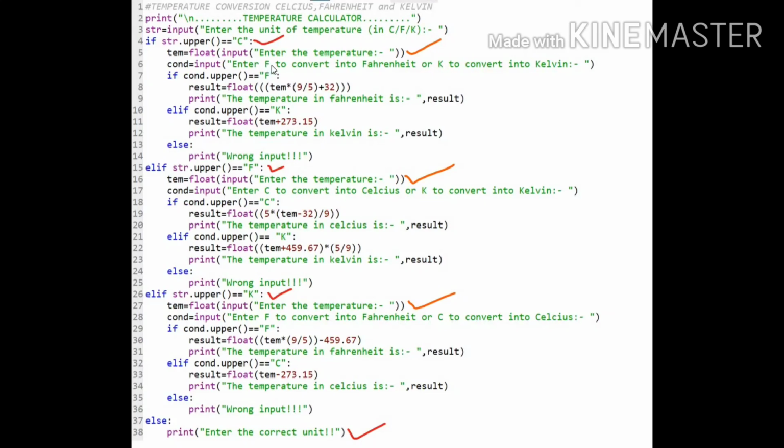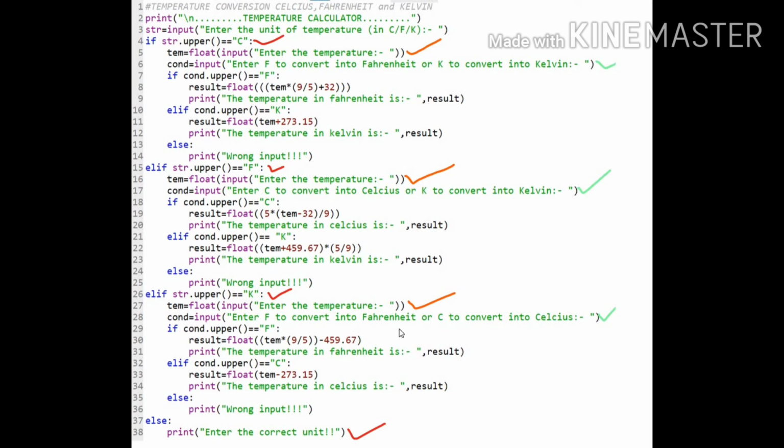Then we have asked the user to convert it into, if the input is Celsius, you can convert to Fahrenheit or Kelvin. We have asked the user to convert to get the result in Celsius or Kelvin, and similarly for Kelvin, Fahrenheit or Celsius. That is these statements, this one and this one. Then we have checked whether it is Fahrenheit or Kelvin, and have done the required calculation and printed the result.